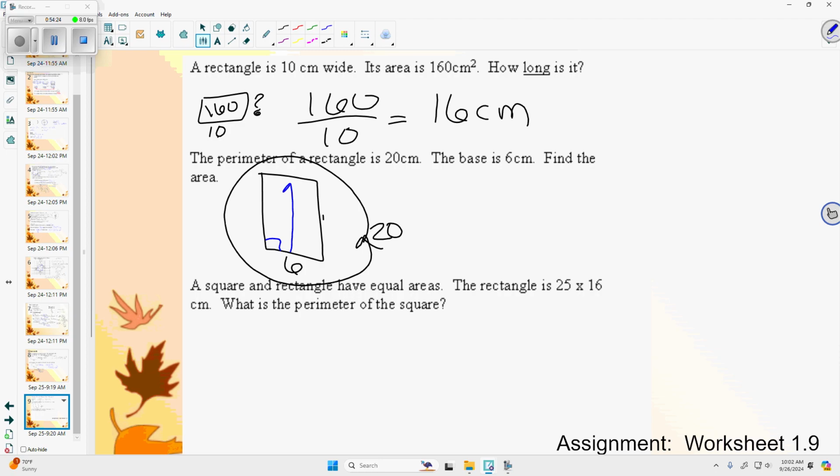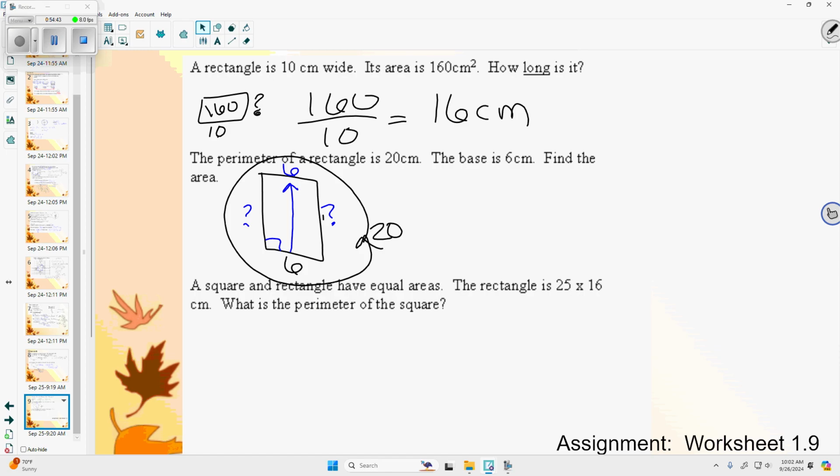All right, so I know that one also has to be 6, right? And these two are going to have to total, all 4 of them are going to add up to 20, but we know those two have to be the same. 4s? How come they're 4s?